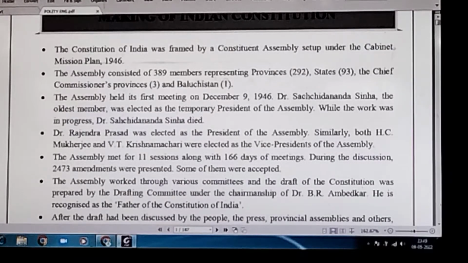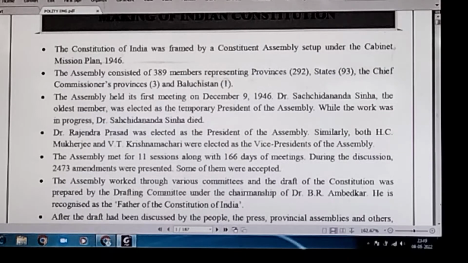It consists of 7 members. They are: number 1, Dr. B.R. Ambedkar, Chairman; number 2, N. Gopalaswami Ayyangar; number 3, Alladi Krishnaswami Iyer; number 4, Dr. K.M. Munshi; number 5, Syed Mohammad Saadulla; number 6, N. Madhava Rao, who replaced B.L. Mitter, who resigned due to ill health; number 7, T.T. Krishnamachari, who replaced D.P. Khaitan, who died in 1948.